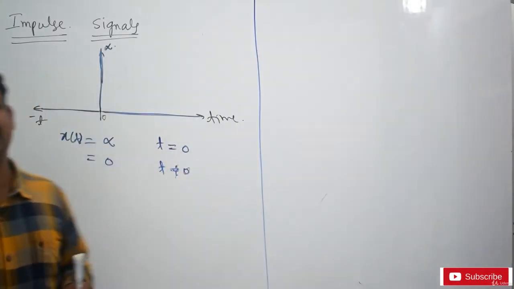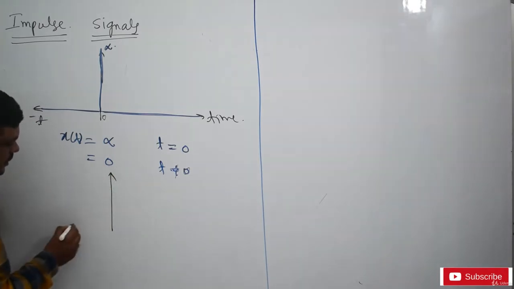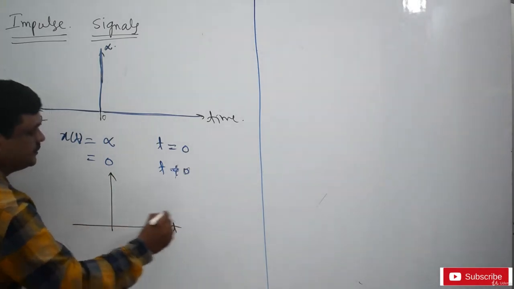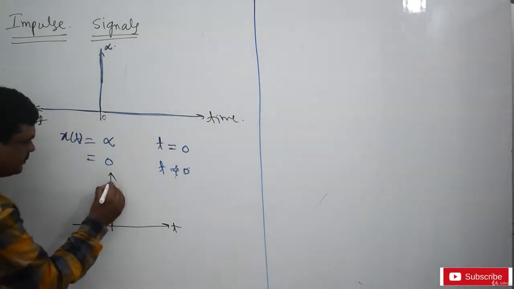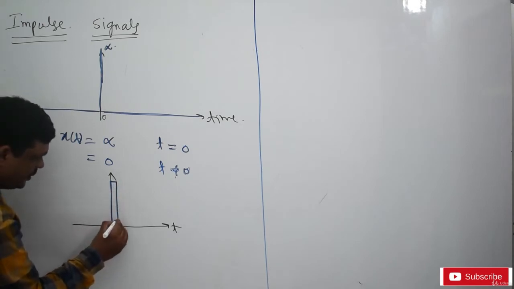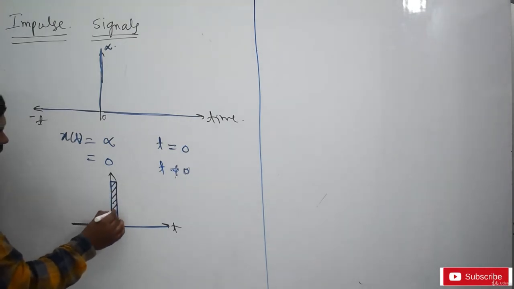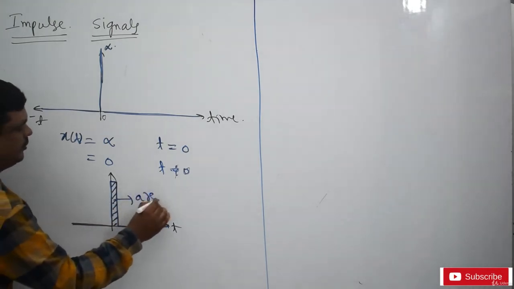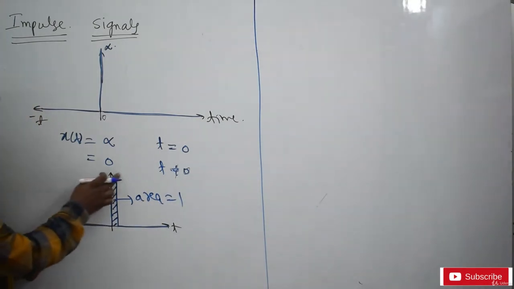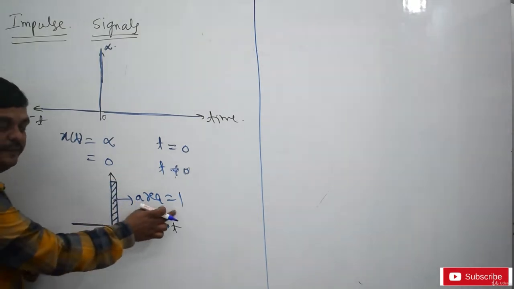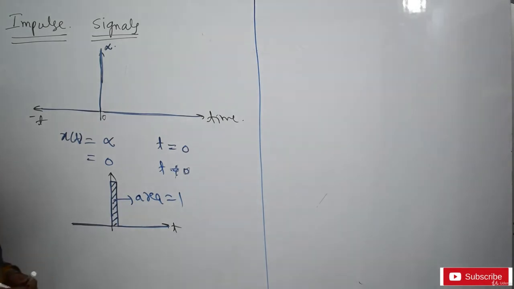This signal practically is not possible. That's why in practical representation, the function is defined like this. This function acts as a pulse signal which has constant amplitude in a particular time period with unit area. So the area of this one is 1. The area of one pulse function is 1, then it is called an impulse signal. This is the practical representation of the impulse signal.